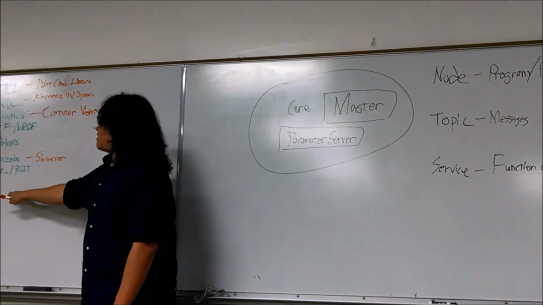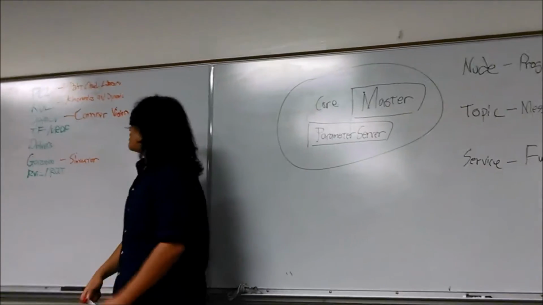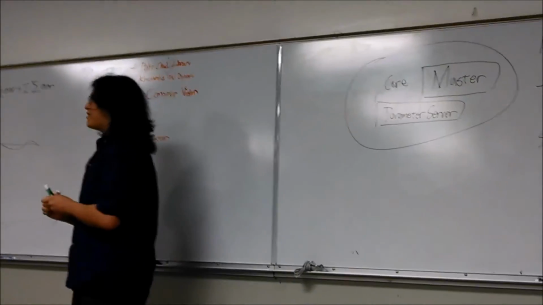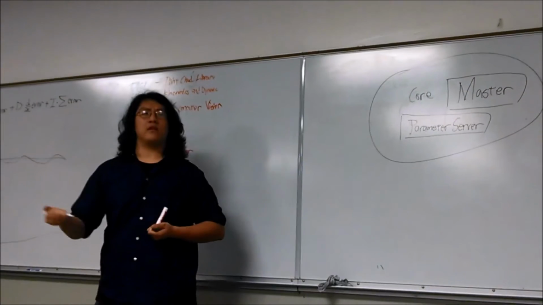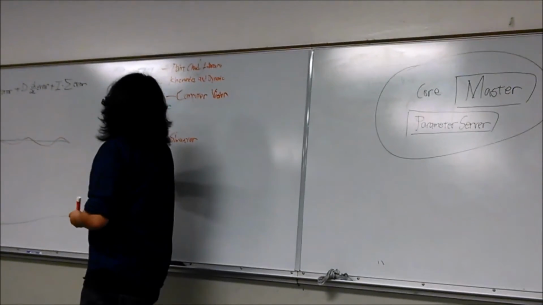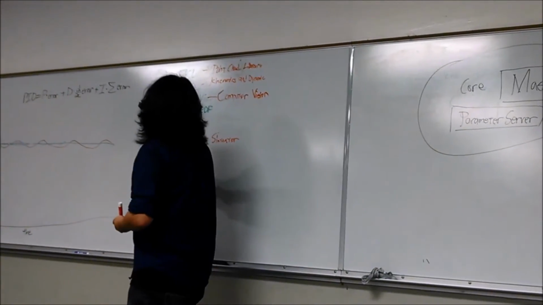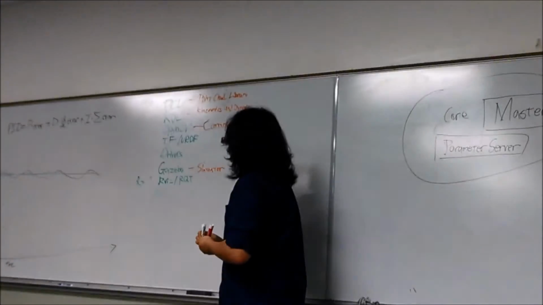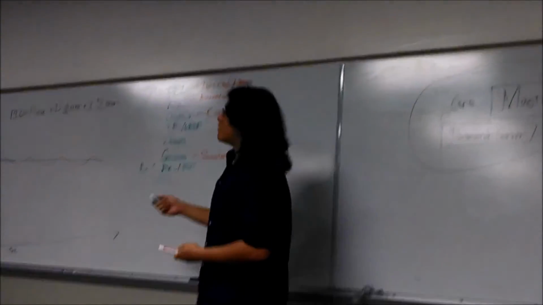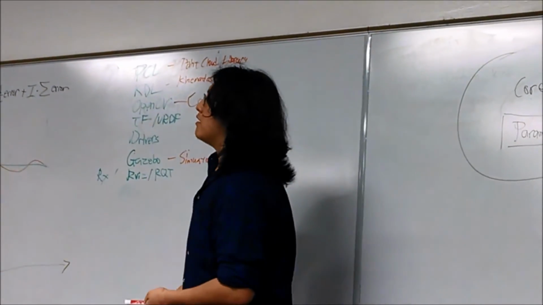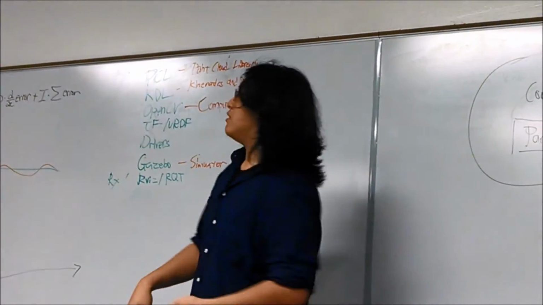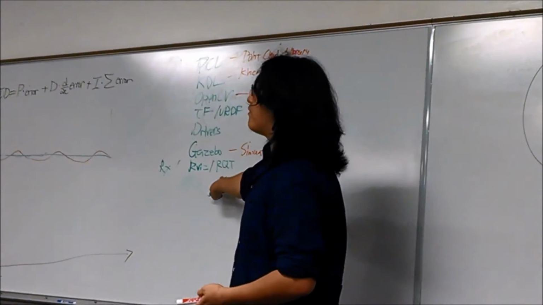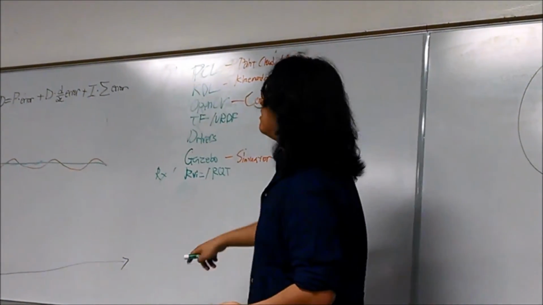RViz and RQT together. Before RQT was RX, which was just plot and graph, I think, and console. Yeah, RX, RViz, RQT. Depending on what distribution of ROS you're using, Fuerte or older, you only have RX, and then Groovy and forward, you have RQT instead.